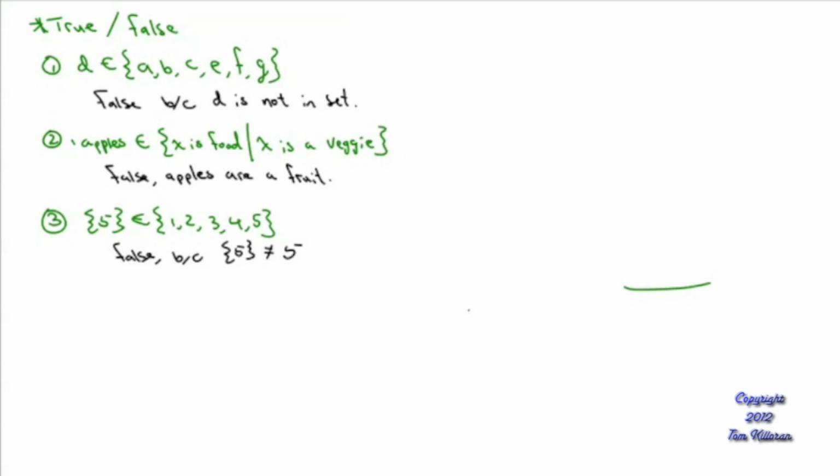To make that a true statement, I'd have to put squigglies around my 5, so it would be 1, 2, 3, 4, squiggly 5. It has to be identical. I can't change it. It's a false statement, and I'm not going to change it.